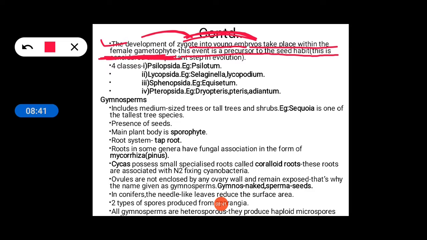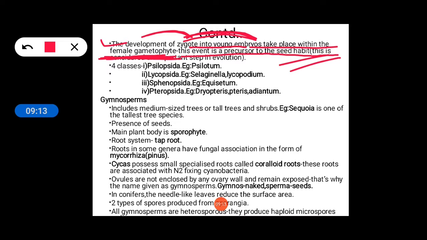So it is mentioned here that it is a precursor to the seed habit. That means in these pteridophytes, there is something like the formation of seeds, but it is not the actual seed. So it is the precursor to the seed habit. Okay. So this is an important step in evolution.